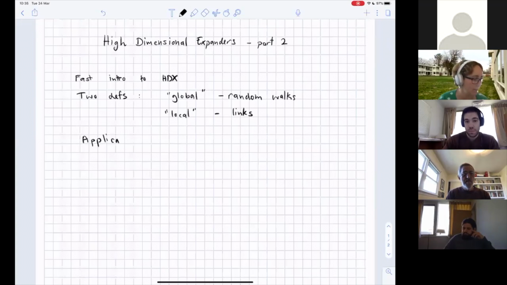And then there are a few applications that we know so far for these things. The first one that I wanted to discuss was the mixing of certain Markov chains.